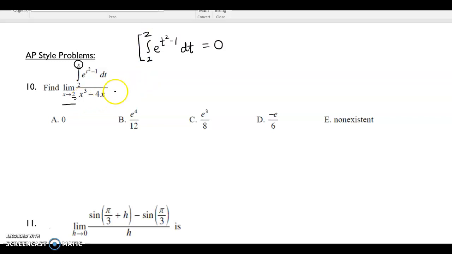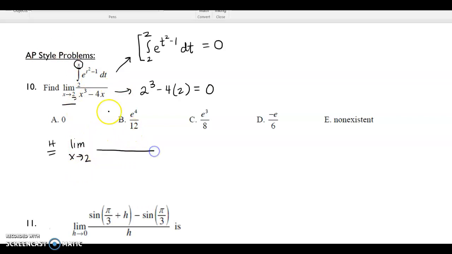And if I plug in 2 to the denominator, I have 2 cubed minus 4 times 2. That's 8 minus 8, which is 0. So I recognize that I have 0 over 0, which tells me I can use L'Hopital's rule for this limit. You have to check that first because they might put problems on here that look like L'Hopital's rule, but they're not actually.